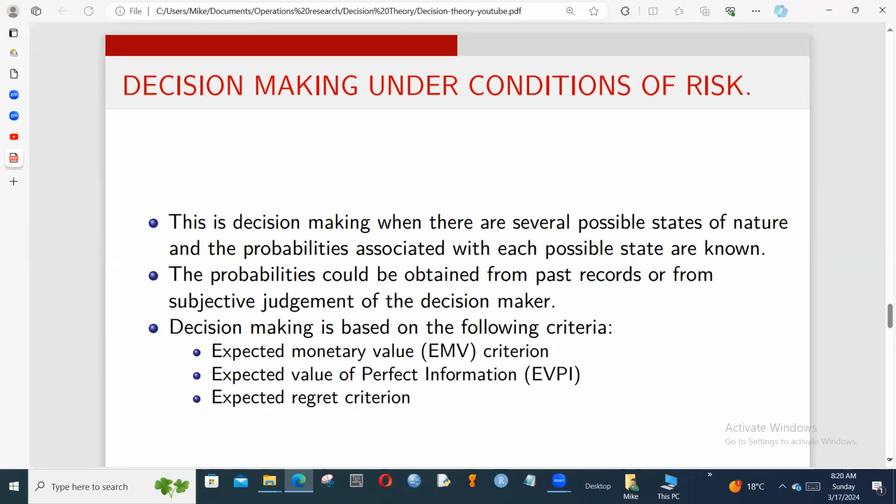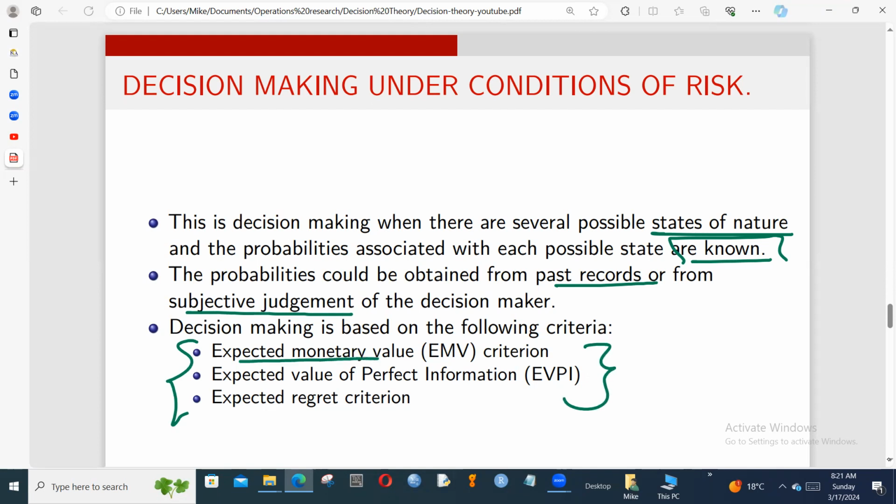Now we want to look at how we make decisions under conditions of risk. Under conditions of risk, the probabilities associated with the states of nature are known. So you have some more information here. These probabilities could be obtained either from past records or from the subjective judgment of the decision maker.